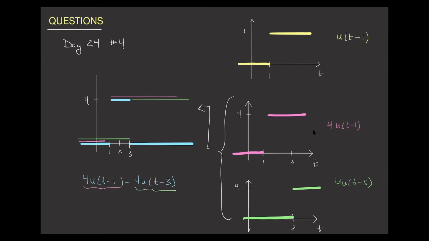So taking the difference between magenta and green for a t-value of 1 or less, you're taking 0 minus 0. When you're between 1 and 3, you're taking magenta, which is 4, and then you're taking green, which is 0. So you're taking 4 minus 0, so you have 4. Then once you get to 3, you're going to take magenta minus green, which is 4 minus 4, and that will give you 0. So just taking the difference, we see 0 minus 0, 4 minus 0, and then 4 minus 4.